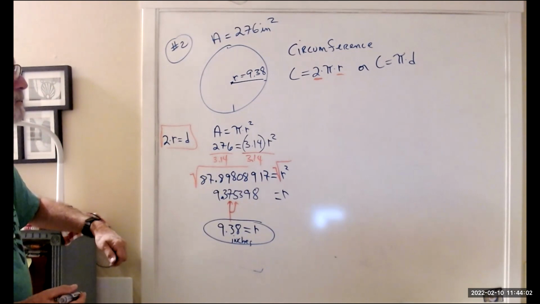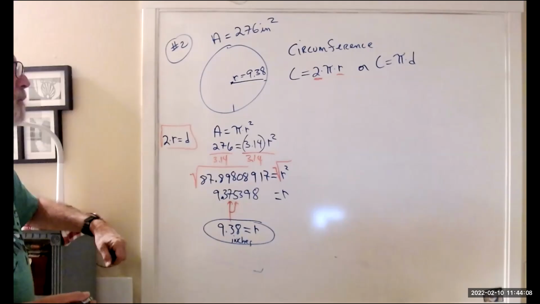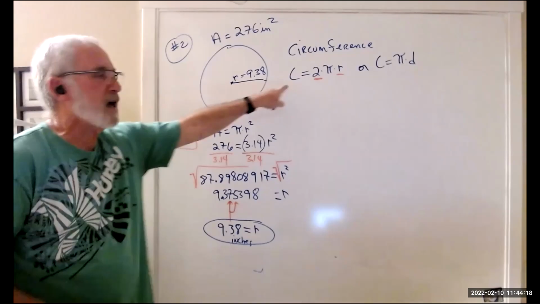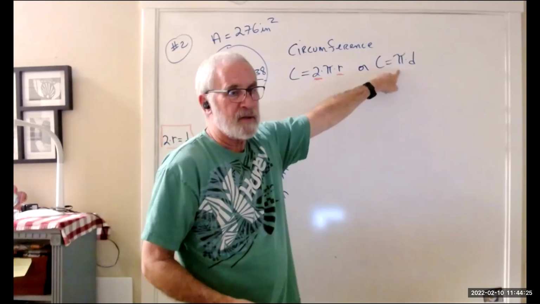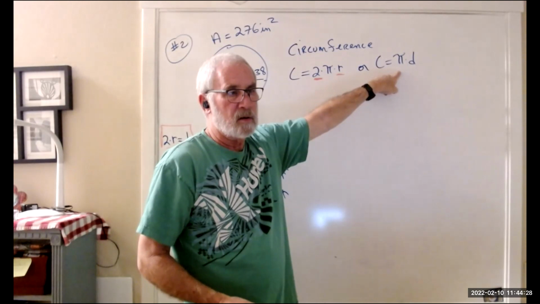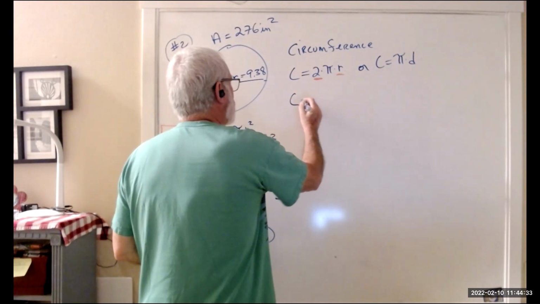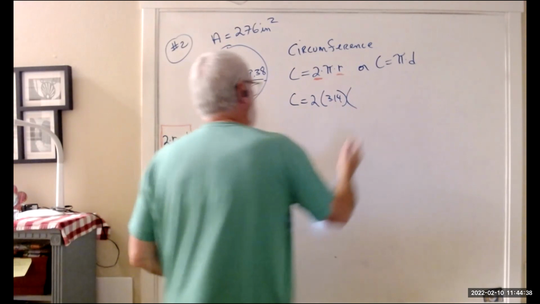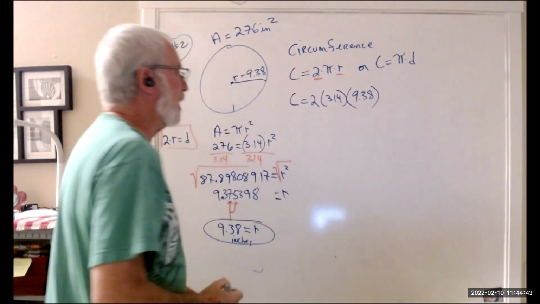They're the same. Yeah, I mean, whichever you want. Huh? Well, what information do I have in my problem that guides me to picking the right equation? You have the radius. So yeah, I should use that one. If in another problem you had the diameter, I'd use that one. But because you have the radius, I'm going to use that one. All because I'm lazy. So we have 2 times 3.14 times 9.38.